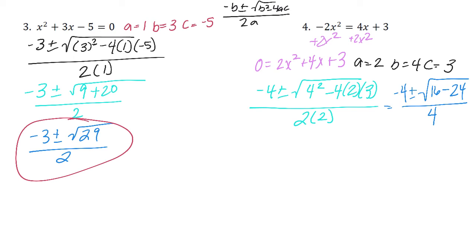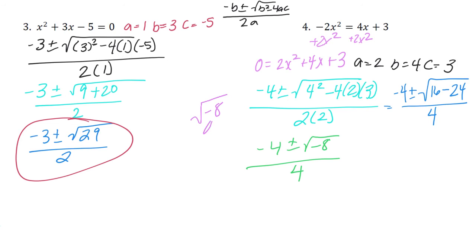So when we do this, we have to look and see what ends up happening when we simplify. So we're going to have -4 plus or minus the square root of -8 over 4. So we notice that we get a -8 underneath the radical. Well, we've talked about simplifying radicals before. It's the first part of this unit that we did.